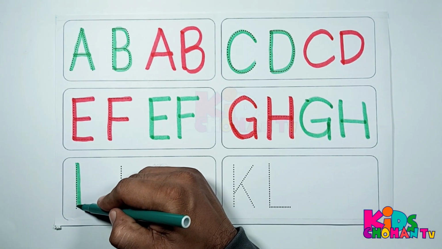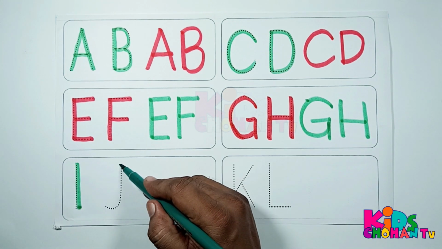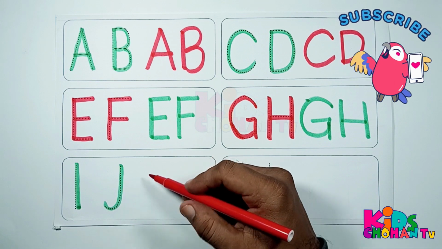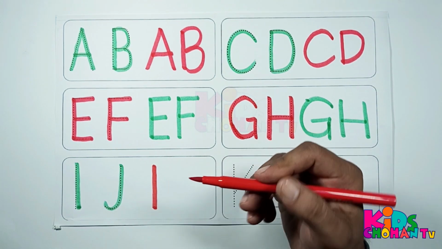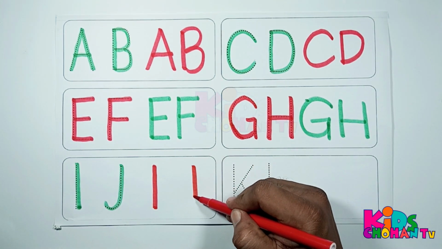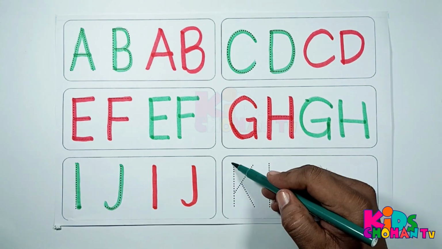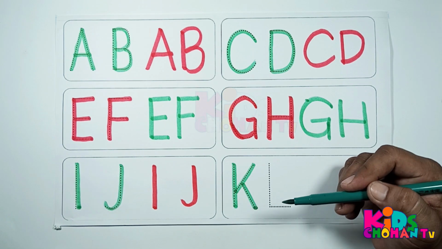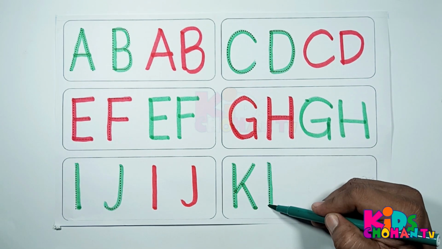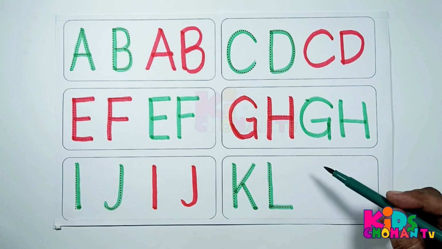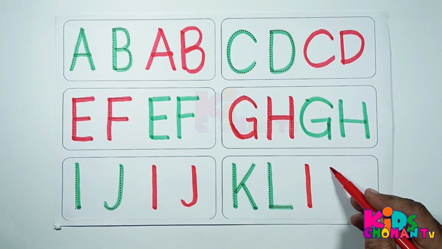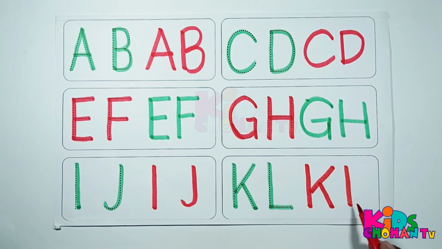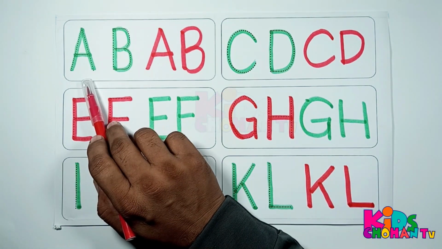This is letter I. I for ice cream. J. J for juice. I. J. Kids, we are tracing letter K. K. K for kangaroo. L. L for lion. Kids, we are tracing letter K. This is letter L. Read again.